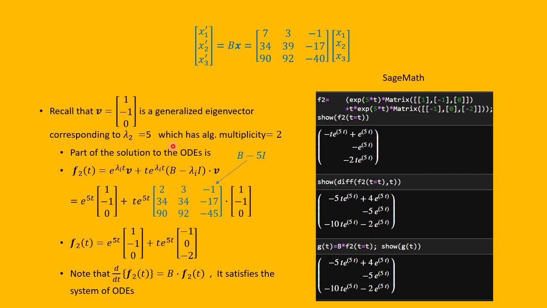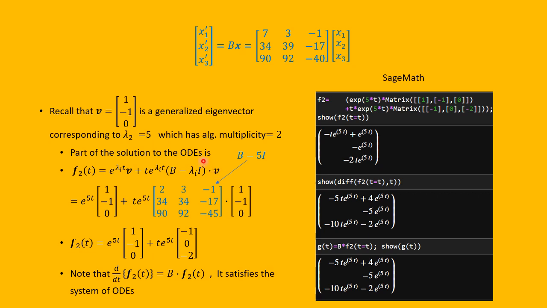So now let's move on to the other eigenvalue, lambda sub 2 equals 5. We saw before that this is a generalized eigenvector. 5 was an eigenvalue of multiplicity 2. So part of the solution to the system of ordinary differential equations is the following. F sub 2 is going to be e to the lambda t times that generalized eigenvector plus t times e to the lambda t times B minus lambda I times the identity matrix times v.